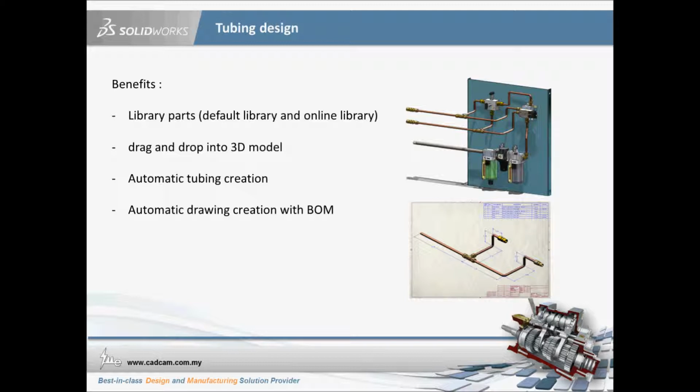Okay guys, so what we see just now is again how we create the tubing by using SolidWorks Premium. You can see the way of doing it is very similar to the piping methods because both fall under the routing capabilities. And again, best part, library parts we can download, and you also have the default library. You can always go online and download it and put it into your local library. You just drag and drop to use a 3D model, and the tubing can be automatically created. And last but not least, create detailed drawings with the bill of materials.